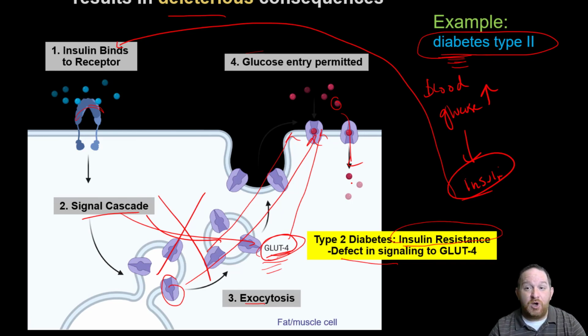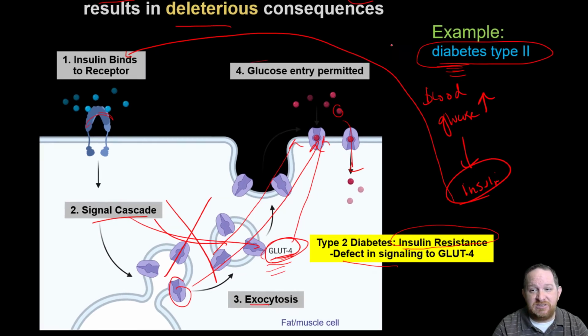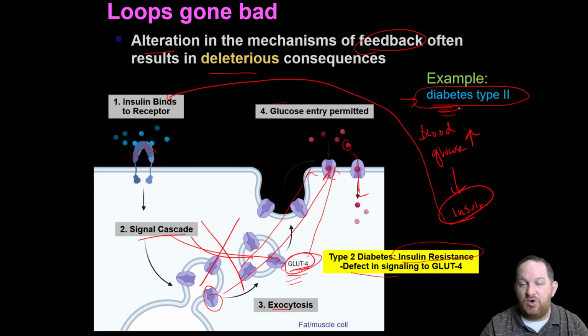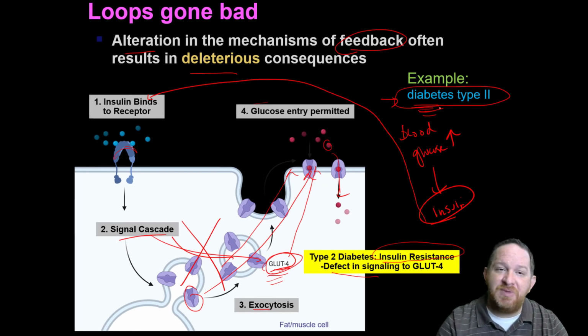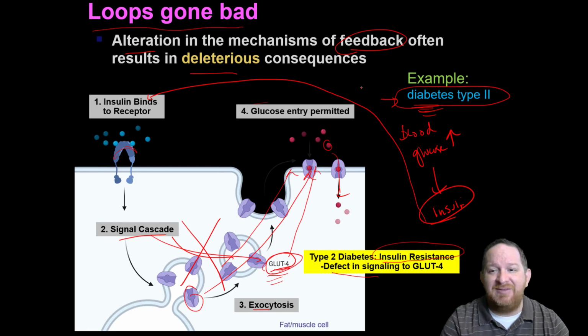So when the loops go bad, we can have some serious consequences, like you see here with diabetes type 2, which is one of the leading indicators of heart disease, stroke, or death, and along with those other things, heart disease and stroke, in America, diabetes is a real big problem. So hopefully in this video you learned about the difference between positive and negative feedback loops, and you also learned about some problems when loops go bad and some of the debilitating issues that can arise.